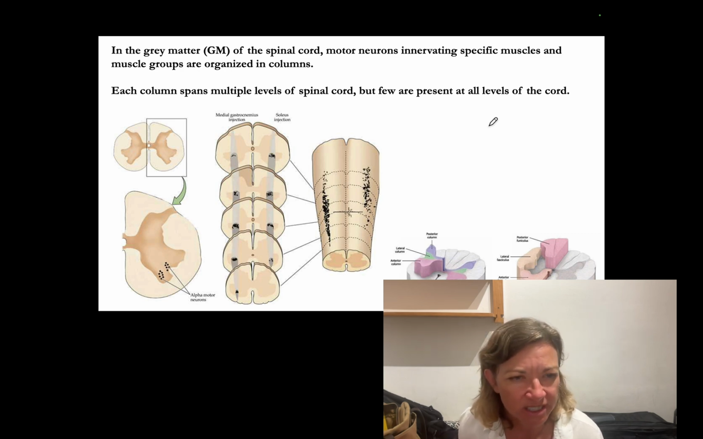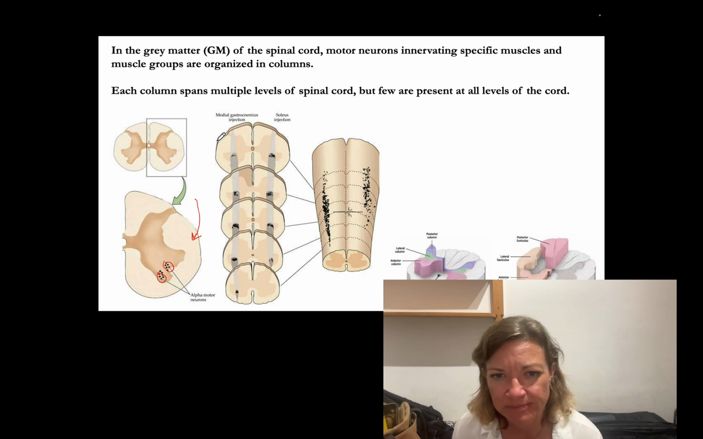So we tend to look at the spinal cord like this, in sort of a two-dimensional view, looking at a single transverse slice. And in it, we see groups of alpha motor neurons. And in this case, we're looking at alpha motor neurons that innervate distinct muscles. It'd be easy to think that those alpha motor neurons are only present at that segment, but of course they're not. They're present at multiple sections throughout the spinal cord.